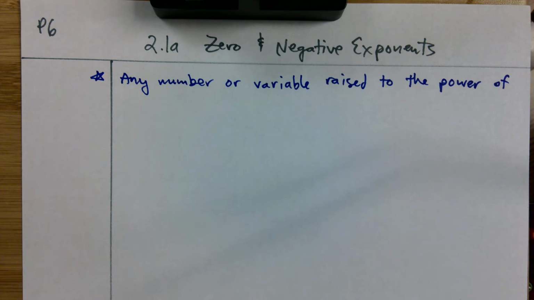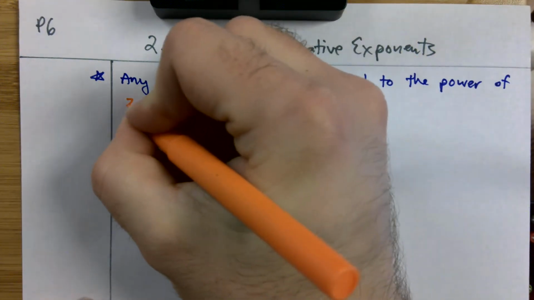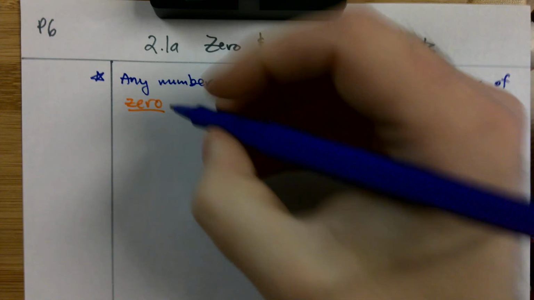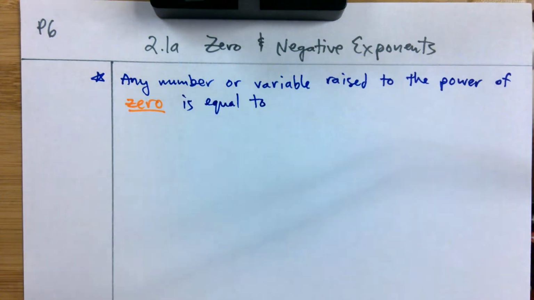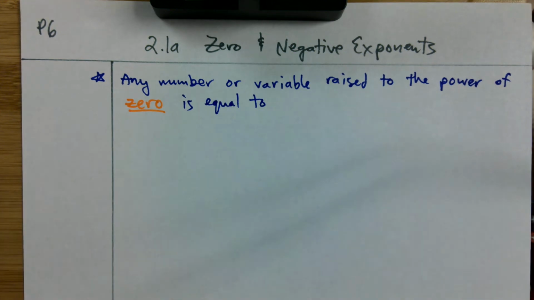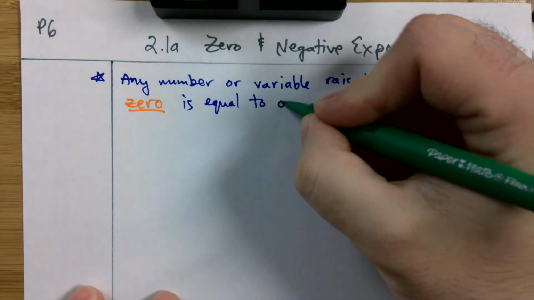So any number or variable raised to the power of zero is equal to one.